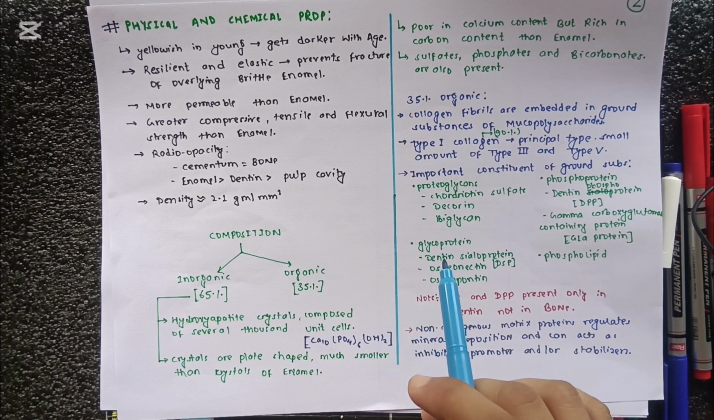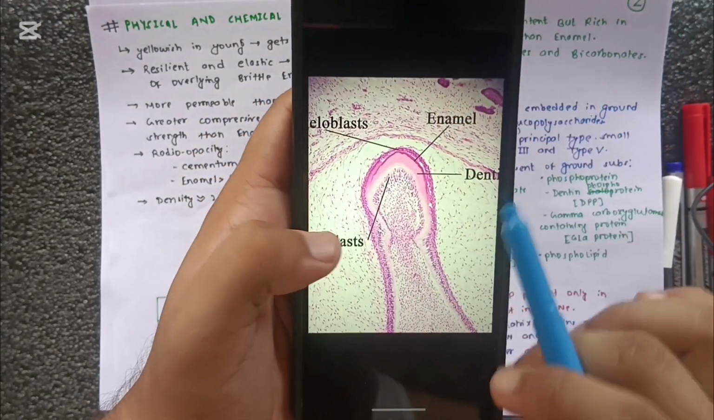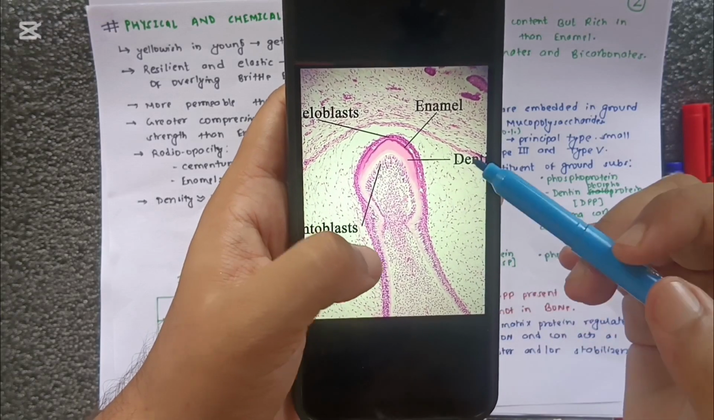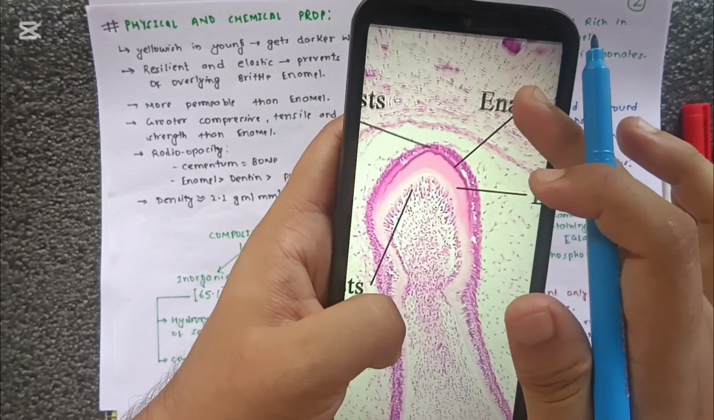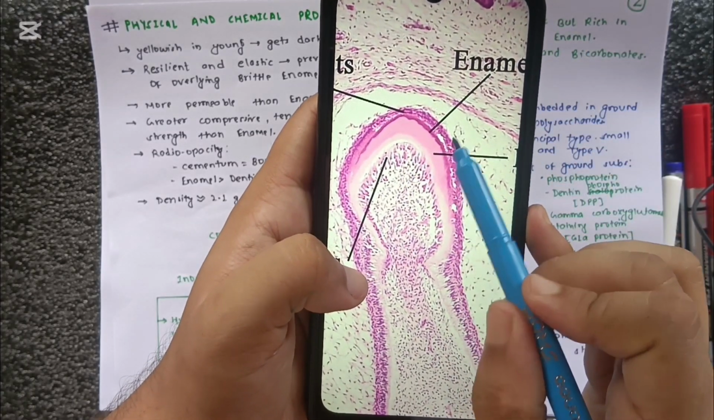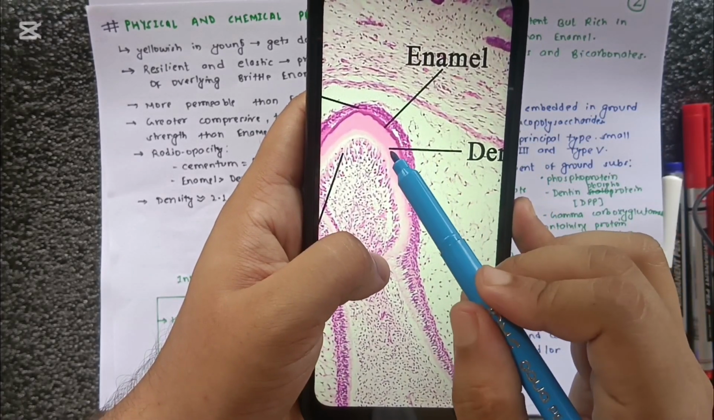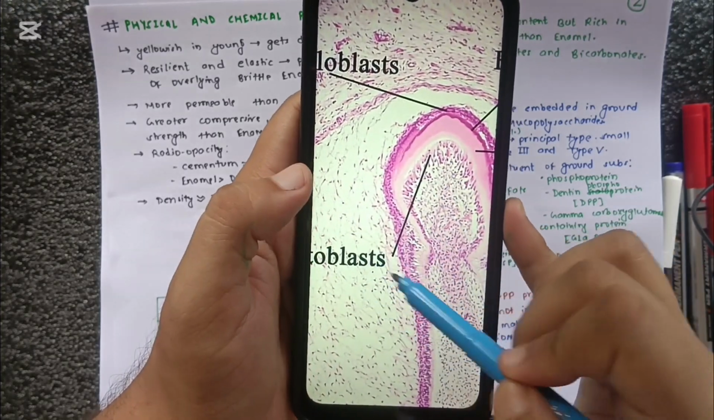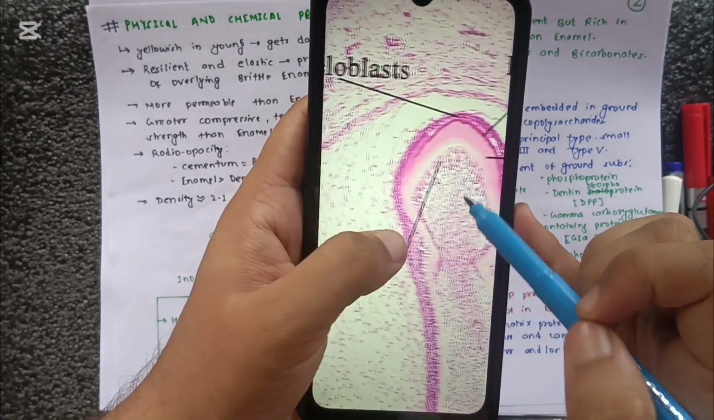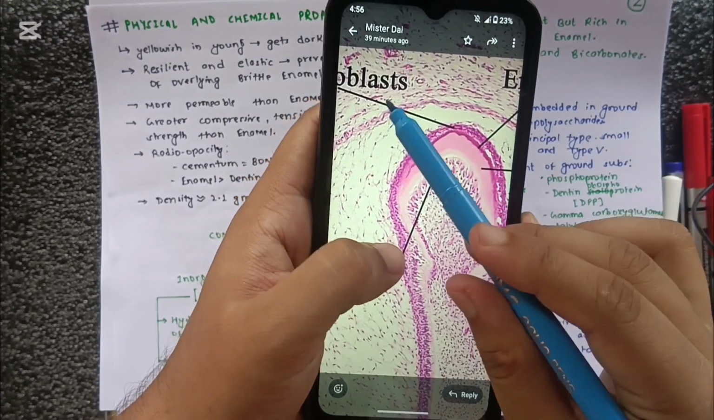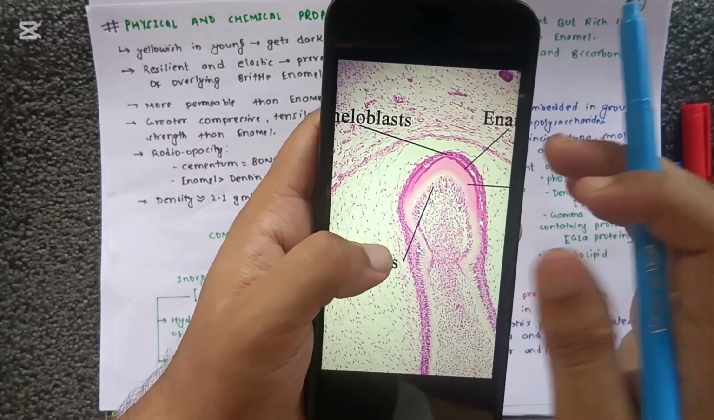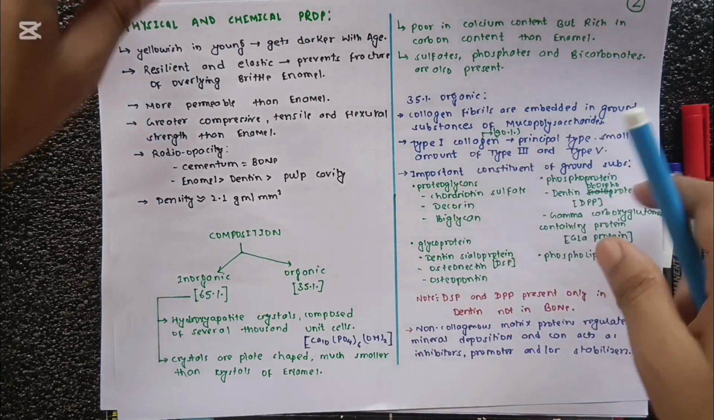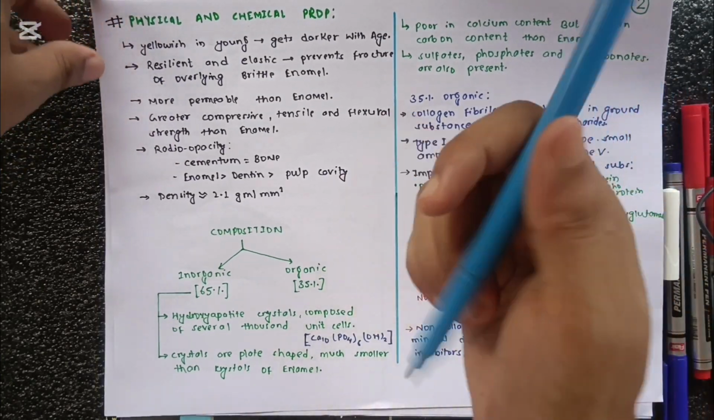After this, I also have this picture. This is a picture of odontogenesis, during the process of tooth development. This is the enamel, the dark pinkish color, labeled here as enamel. Beneath that there is dentin, and this is the odontoblast. Above the enamel there is an ameloblast present. You will understand these concepts in my odontogenesis video, so just stay tuned for that. But for now, as we are on dentin, let's discuss this.